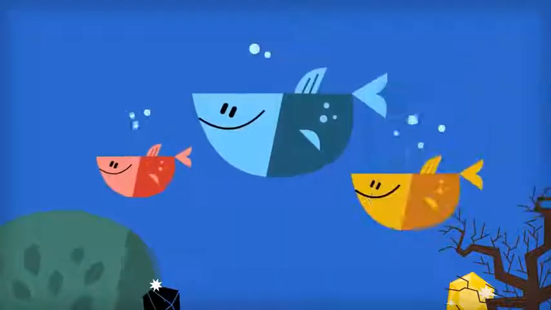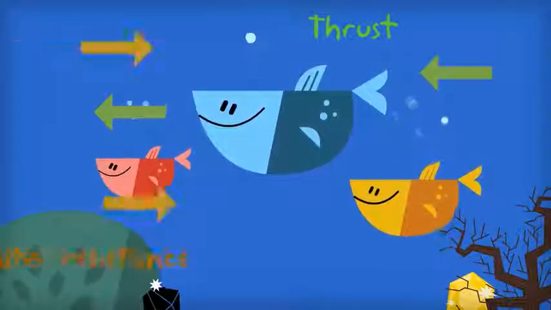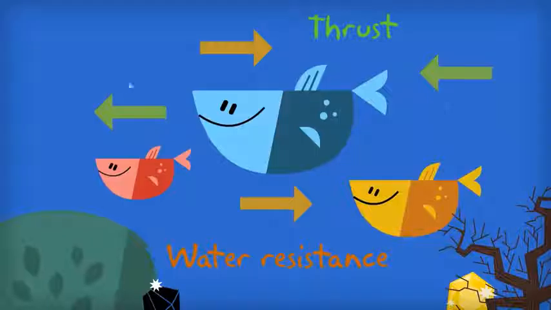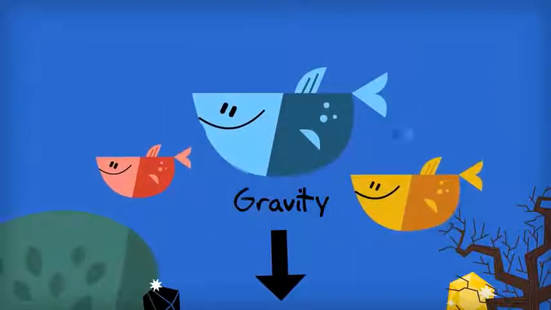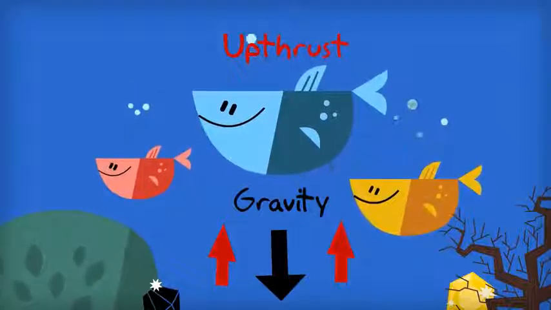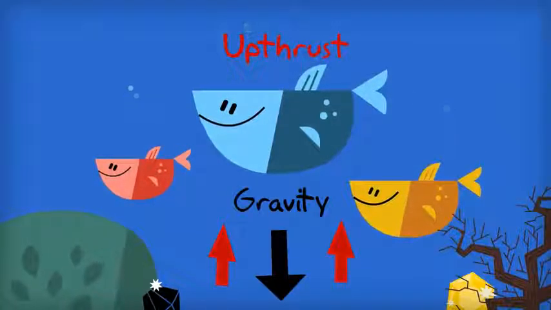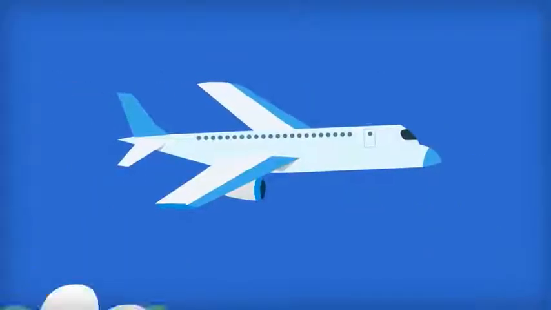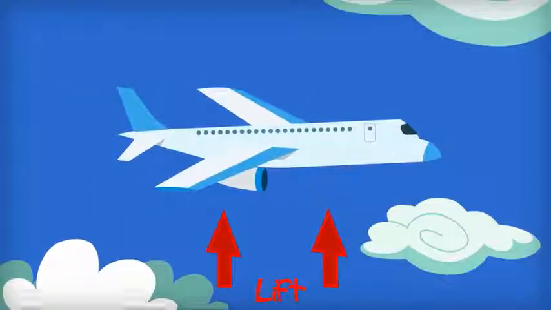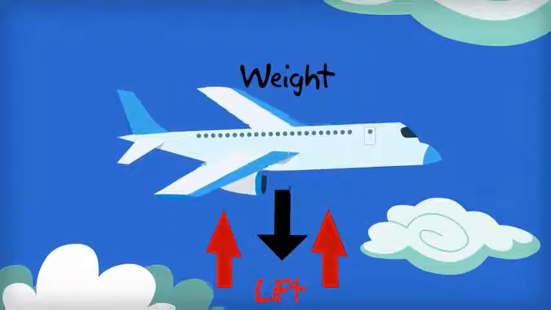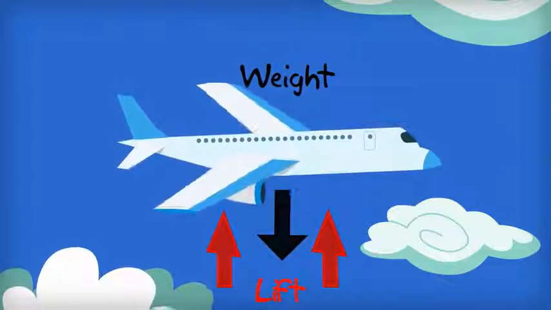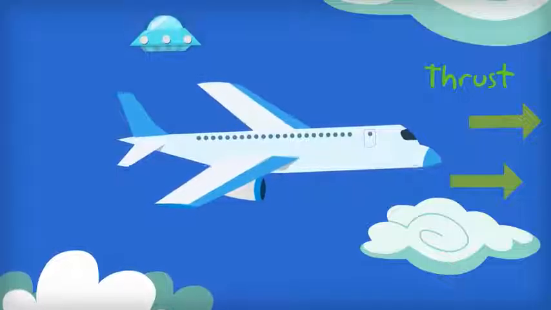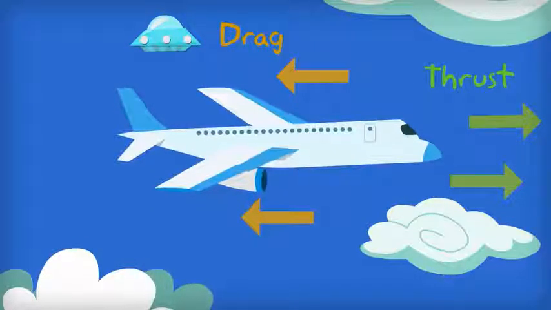As a fish swims forward, water resistance acts in the opposite direction. While gravity pulls the fish towards the bottom of the water, the upthrust exerts an upward force that counters gravity. In level flight, the upward lift applied to the wings of an aeroplane is equal to the downward weight of the plane, while the forward thrust of the propeller is equal to the air frictional drag on the plane.